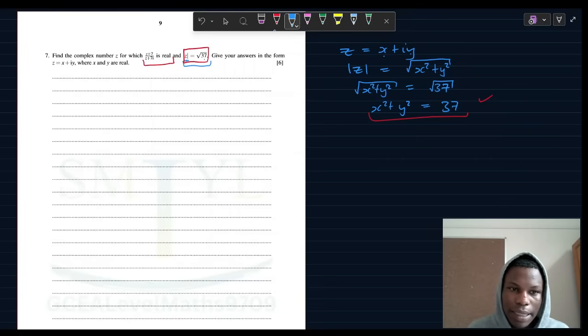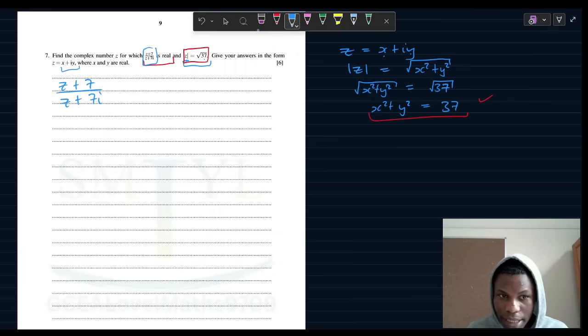So what that means is that the imaginary part of this thing, if you are to write this, let's say you've got (z + 7)/(z + 7i), if you are to write this in its Cartesian form, the form a + iy, in this case your imaginary part is going to be 0 because we've been told that it's a real number. Remember, all real numbers are just complex numbers with an imaginary part that's equal to 0.